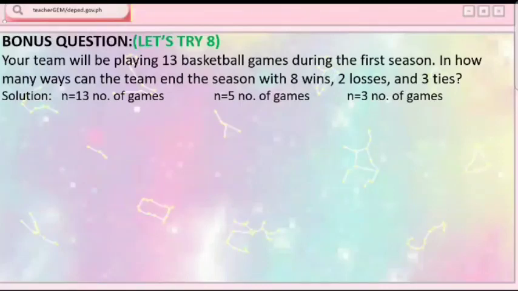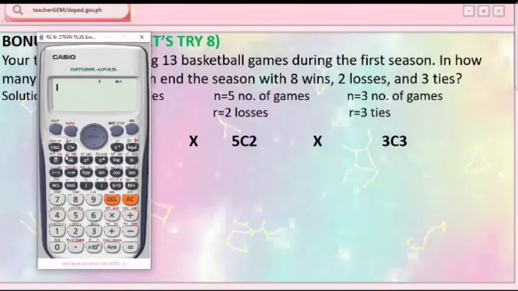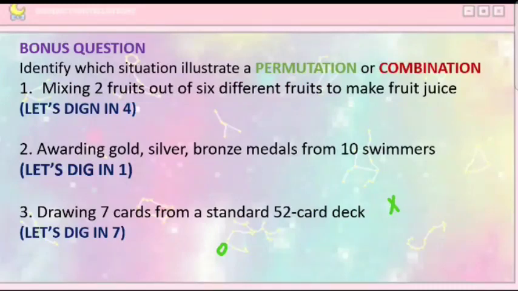Operation of combination. So, your team will be playing 13 basketball games during the first season. In how many ways can your team end with 8 wins, 2 losses, and 3 ties? So, nakita 13, combination of 8, multiply by 5 combination of 2, multiply by 3 combination of 3 itself. So, we have 12,870.